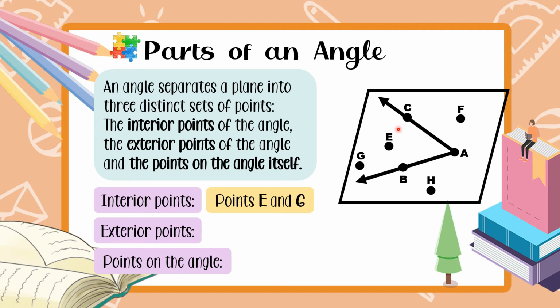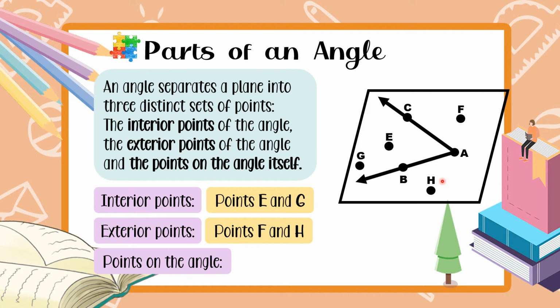Now, how about the exterior? Ang exterior naman yung nasa labas. If this is your angle CAB, okay, ano yung mga points sa labas? So, ang point lang natin sa labas is dalawa, F and H. So, that is point F and H.